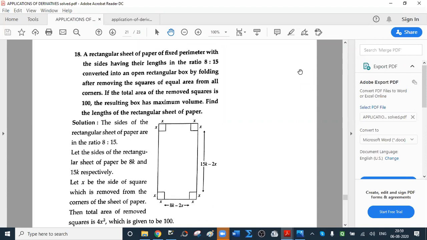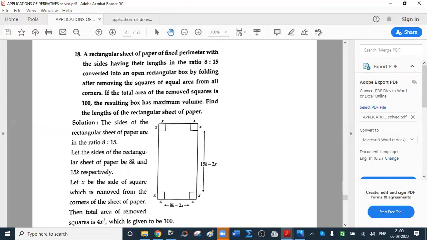I'll read this sum once again. A rectangular sheet of paper of fixed perimeter with the sides having their lengths in the ratio 8 is to 15 converted into an open box by folding after removing the squares of equal area from the four corners. If the total area of the removed squares is 100, the resulting box has maximum volume. Find the lengths of the rectangular sheet of paper. Now see the diagram. See, these corners in the form of square are cut and then these are turned up along this, this one and this one. You get a cuboid box.